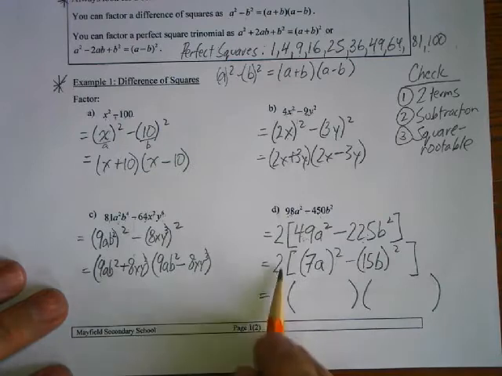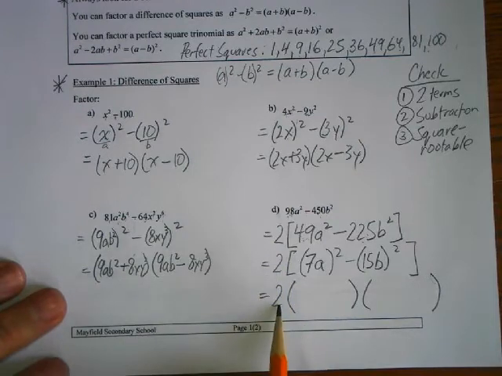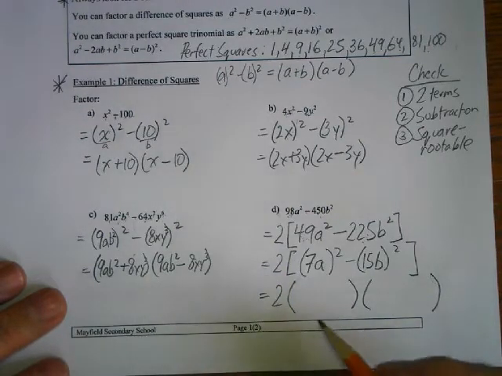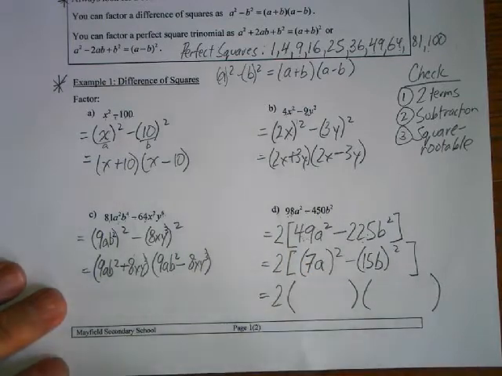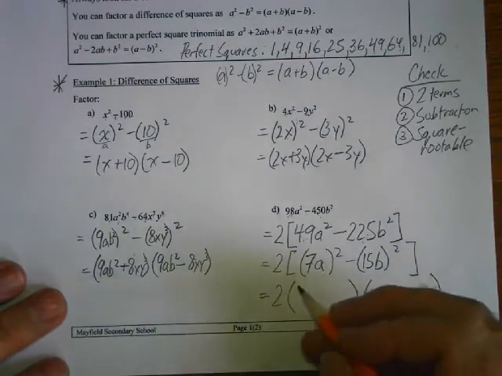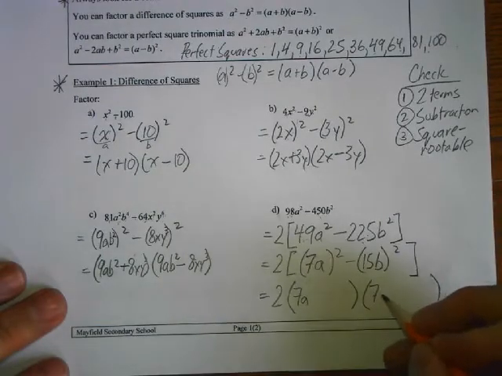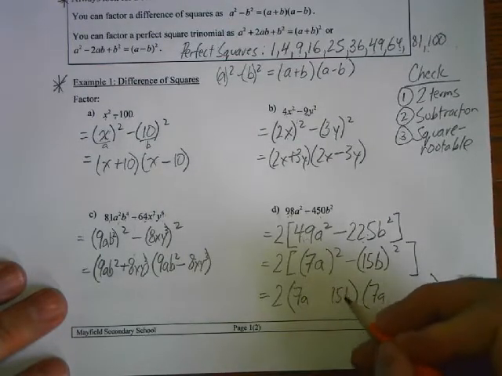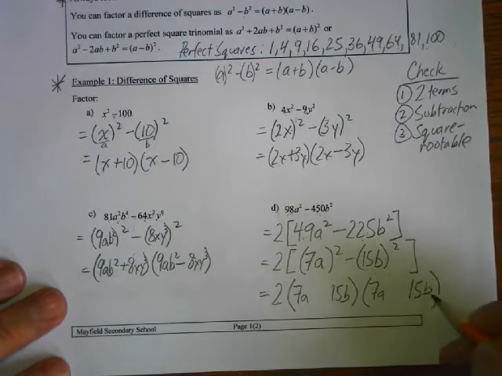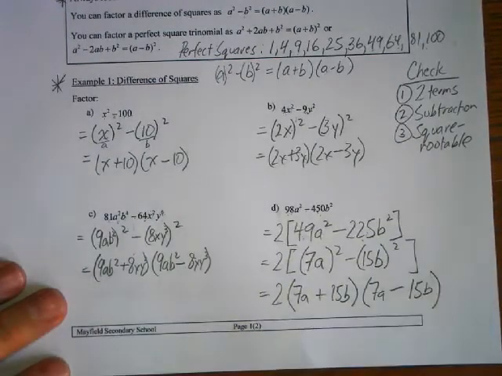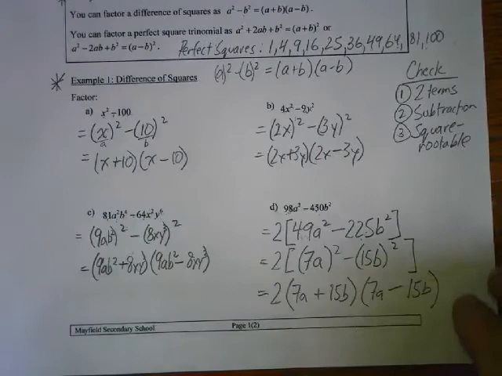Again, if you leave off the 2, it's wrong. Just because you divide it by 2 doesn't mean you can forget about it. The 2 is a factor that needs to be there all along, every step. Okay, so now we know the first term is going to be 7a, the second term is 15b, plus or minus, and we're all done.